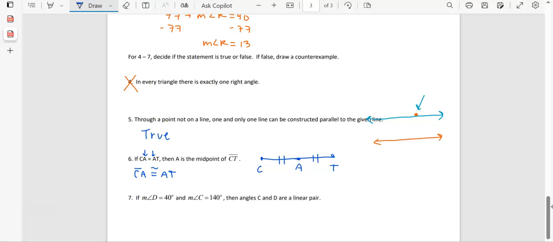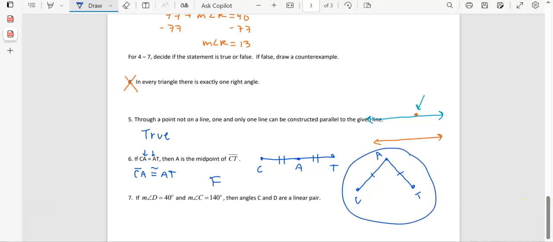But can we think of something else that fits this? The answer is we can. And that's because what we didn't get told here is that C, A, and T were collinear. We didn't get told that they were on the same line. And so what I could have is this sort of scenario where C and A make a segment that is connected to A and T, but C and T are not part of the same line with A, and therefore it's not always true. So this is false, and this is our counterexample.